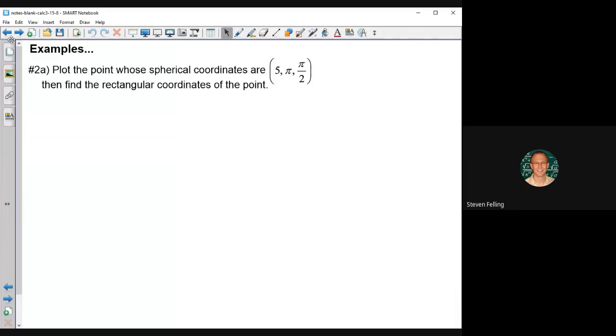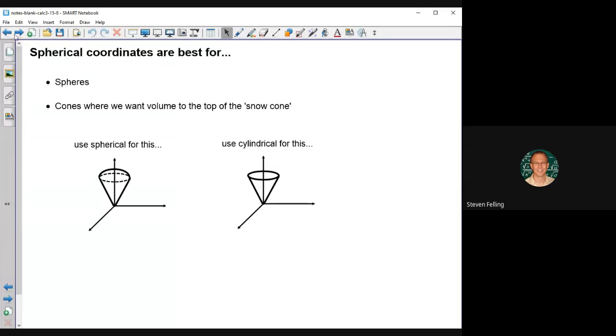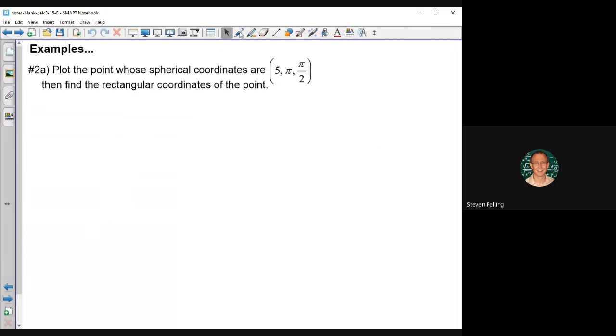All right, so you could be asked various questions. Mainly we use this to do integrations, but let's just explore a little bit about the coordinate system itself. So let's say it says plot the point whose spherical coordinates are 5, pi, pi over 2. So first we have to know what the default order is. Rho is always listed first, and then typically theta is next, and then phi. So in order, we've encountered theta all the way back with two-dimensional coordinates. So that's the one that's first. The new angle here for spherical is phi, so that's the one that's last. So this is telling me rho is 5, theta is pi, and phi is pi over 2.